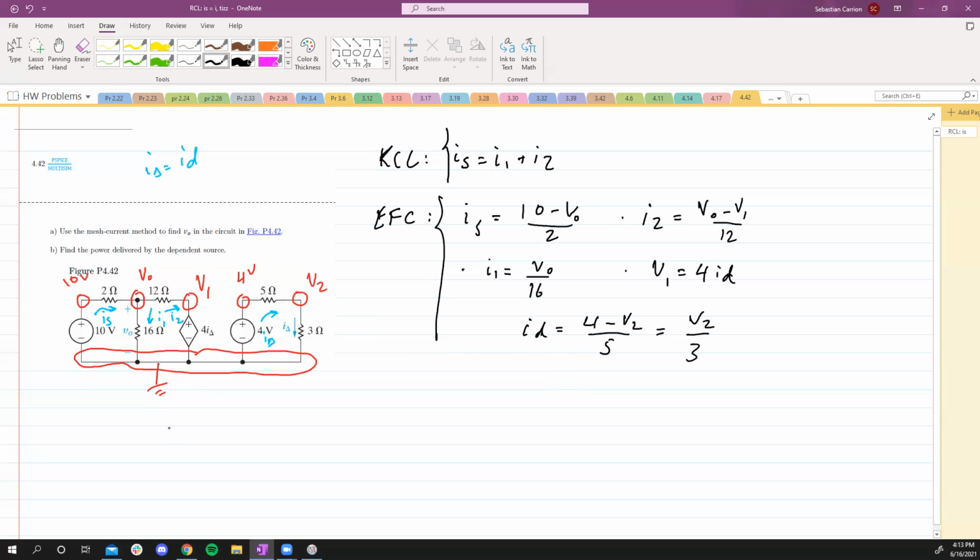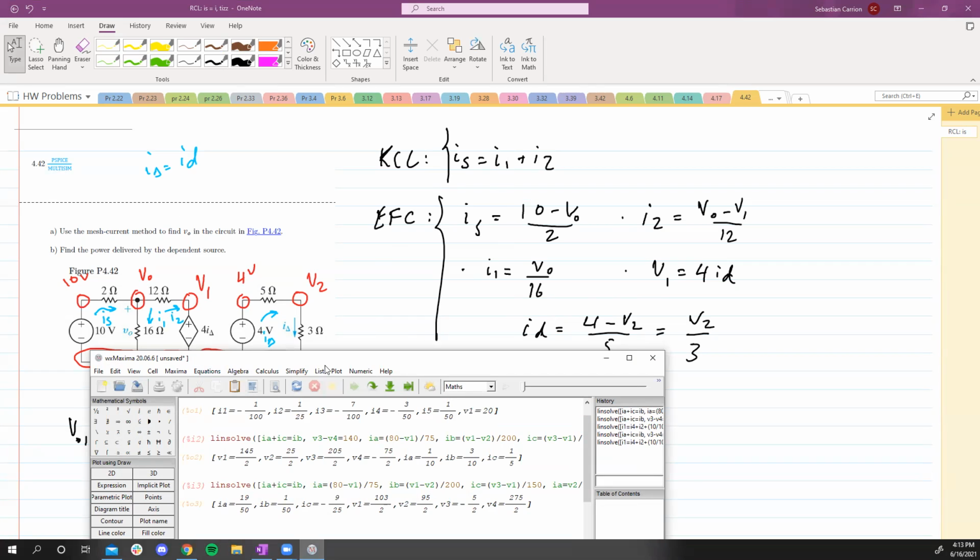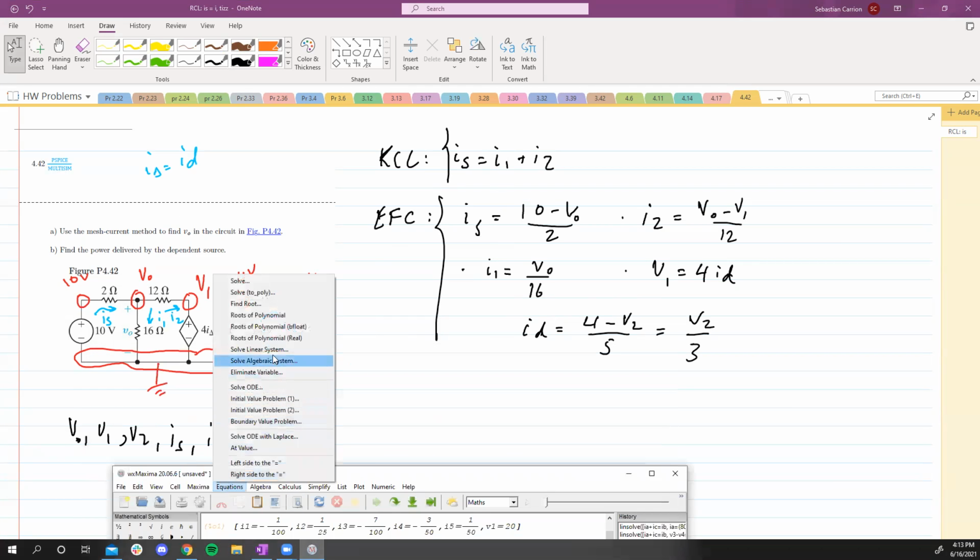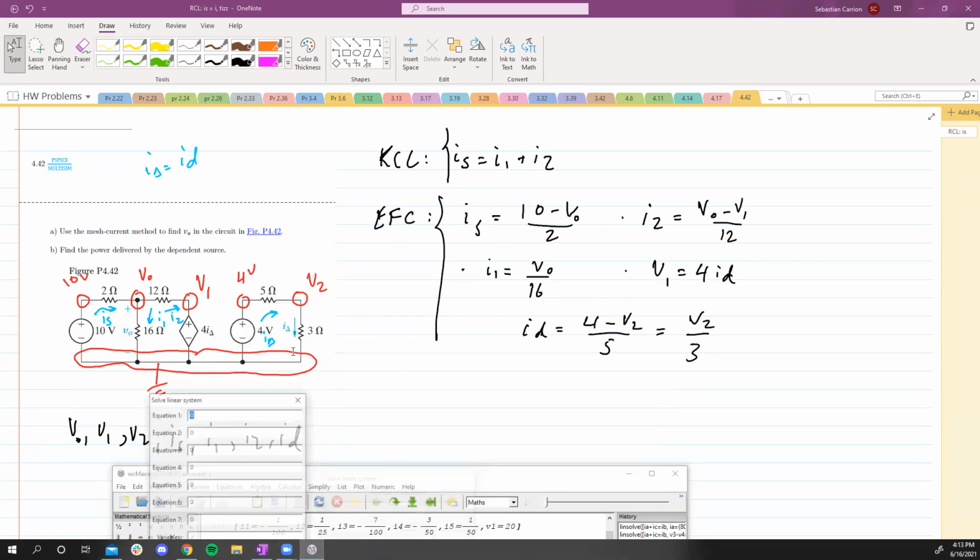So we have V1, V naught, V2, IS, I1, I2, and I delta. So we have 7 unknowns and we have 7 equations, right? So let's go ahead and use MATLAB again to solve this. It's a linear system.